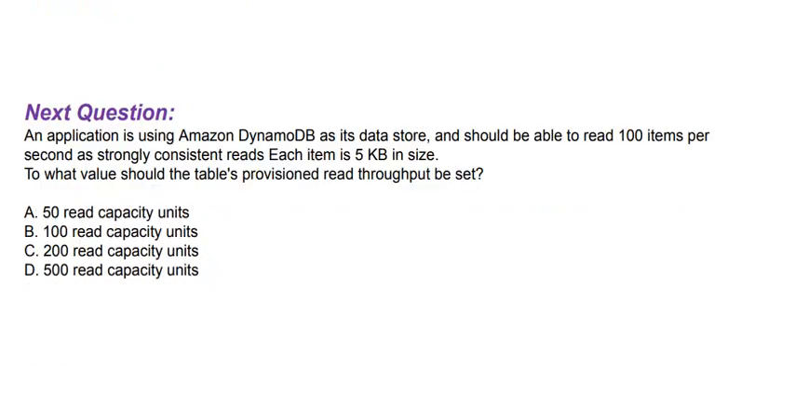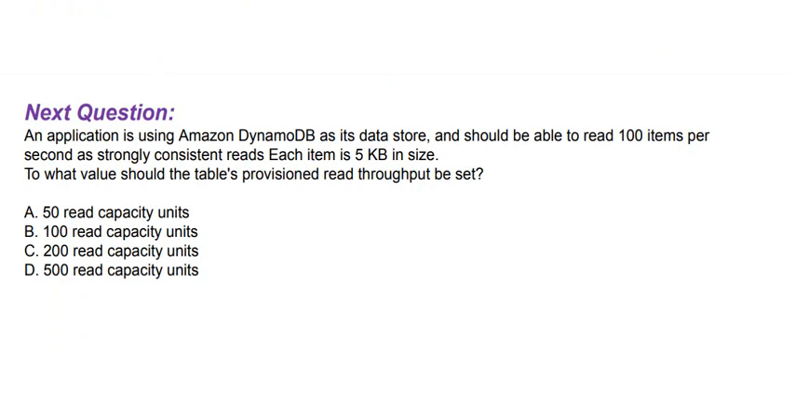Next question is: an application is using Amazon DynamoDB as its data store and should be able to read 100 times per second at strongly consistent rates, each item is 5 KB in size. To what value should the table's provisioned read throughput be set?